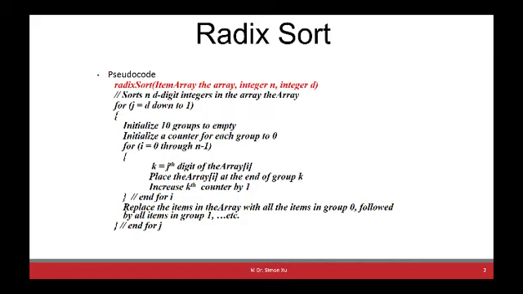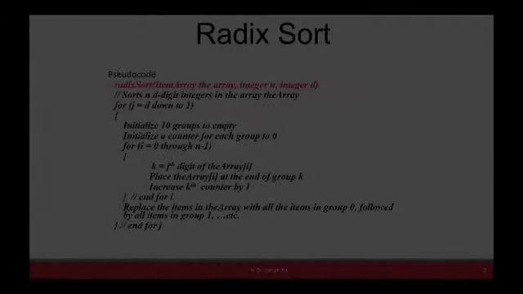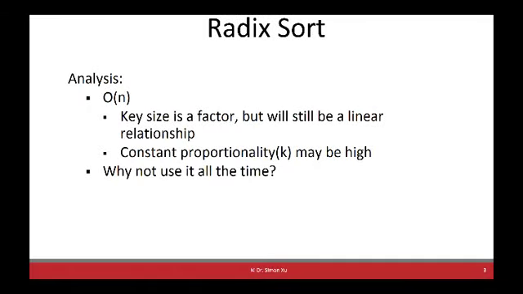So the time complexity will be the two nested for loops, so it's k times n, which is big O n. The reason behind this is that we are not comparing the items with each other. We are just looking at digits. Of course, the key size is a factor, but no matter what the key value is, for example 12 or 20, it is still a linear relationship because k is still a constant number.